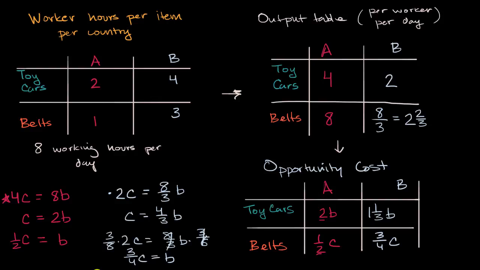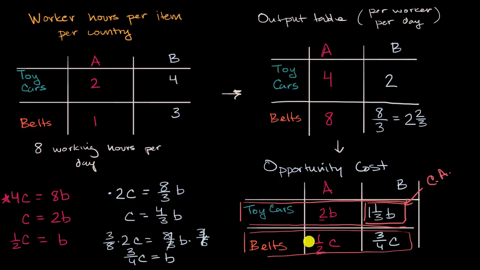So given everything that we've just done, which country has the comparative advantage in toy cars? Well, to figure that out, we just look at the opportunity costs for toy cars and we compare them. In country A, the opportunity cost is 2 belts, while in country B, it's only 1 1/3 belts. So country B has the comparative advantage right over here. Comparative advantage in toy cars. And then in belts, 1/2 of a car is less than 3/4 of a car. In belts, we see that country A has the comparative advantage.